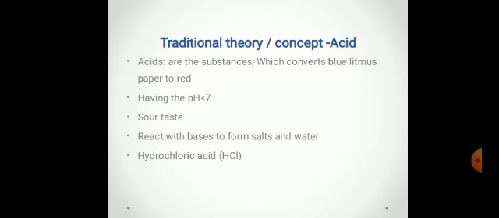According to the traditional theory, an acid is a substance which converts blue litmus paper to red. It means you take any aqueous solution and dip blue litmus paper in it. When the litmus paper gets converted into red, then this solution is an acidic solution according to the traditional theory, and a solution having pH less than 7 is an acidic solution.